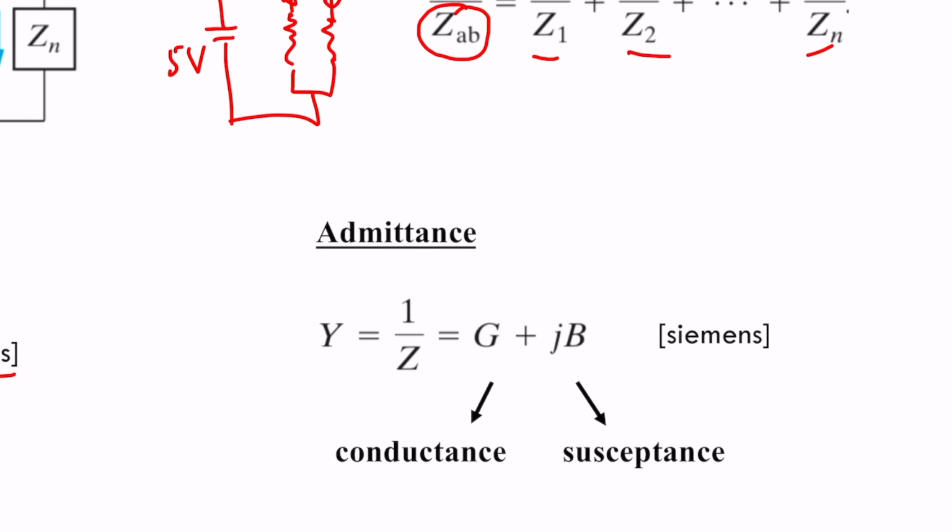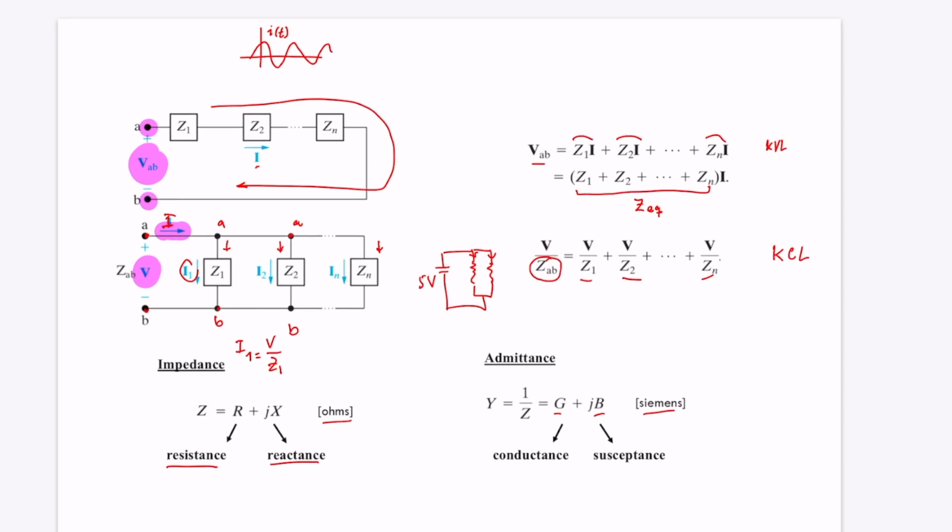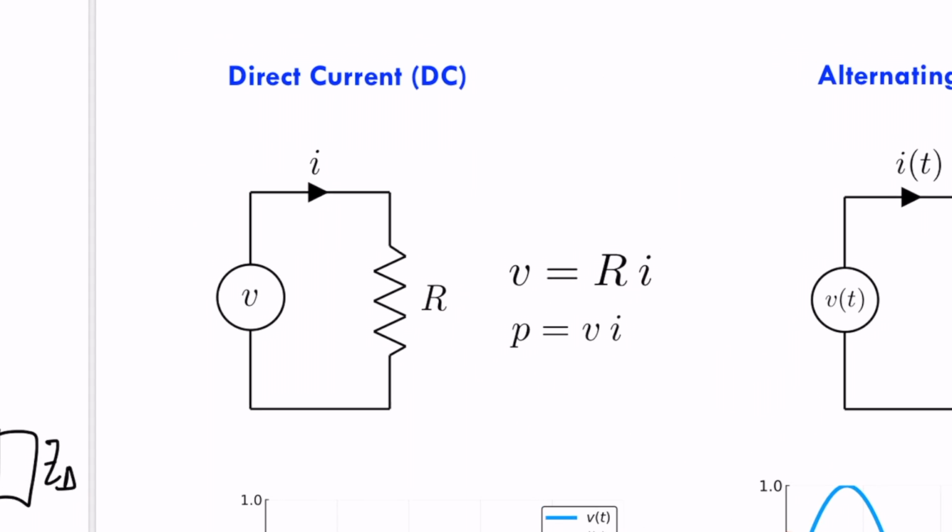Another important element that we are going to use is called admittance. Admittance is the inverse of the impedance. It's not the inverse of the resistance, and it's not the inverse of the reactance; it's the inverse of a complex number, which is the impedance. And the inverse of a complex number is also another complex number. So we get here G and jB. G is the real part of this complex number, called conductance, and B is the susceptance, and this is measured in Siemens.